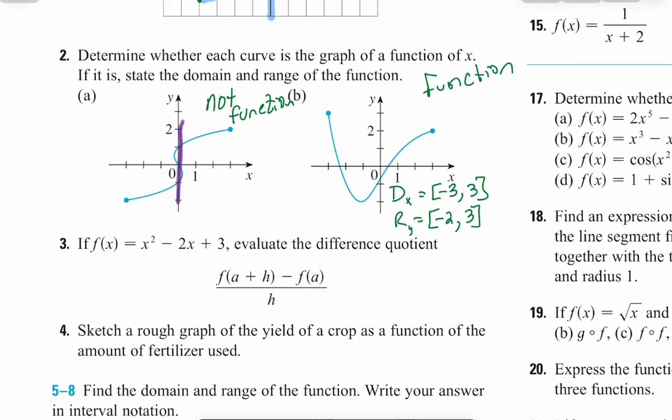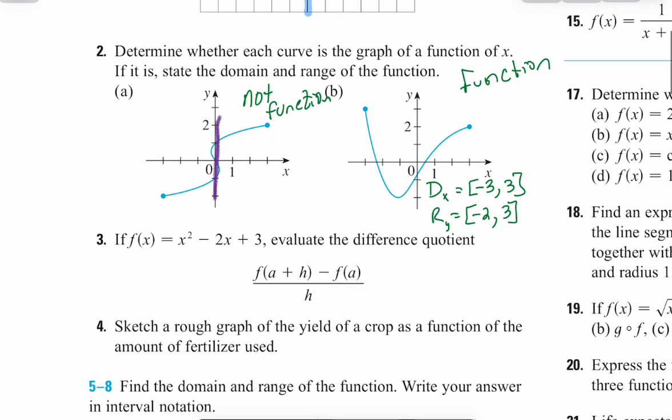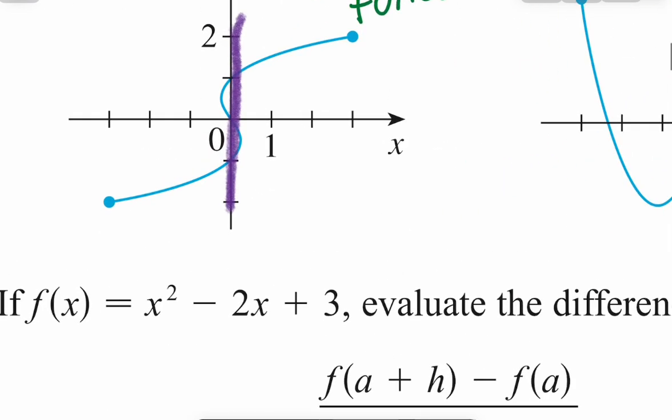Everybody good with those? Okay. The vertical lines, all vertical lines only ever hit it once. Yes. This one failed because there's this section here in the middle where it slides backwards.